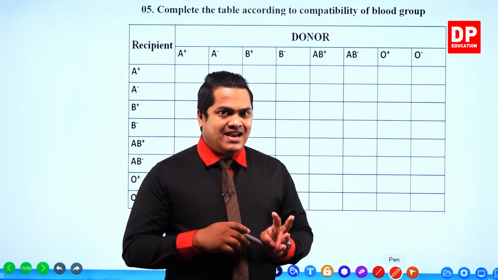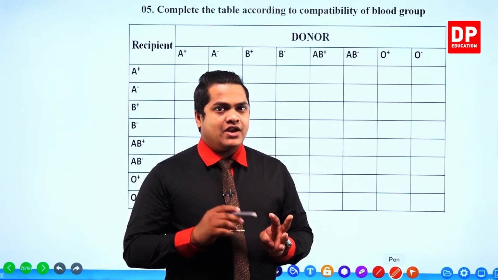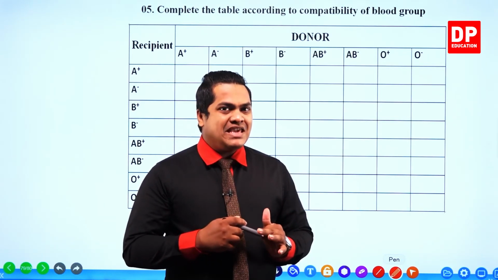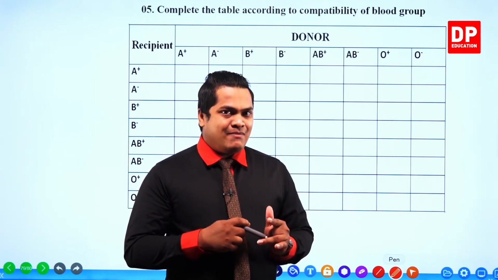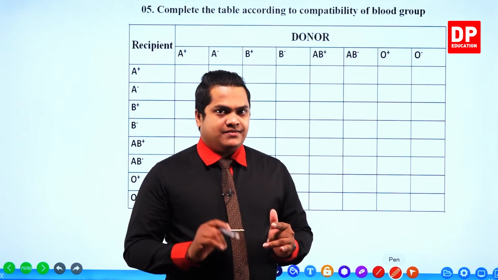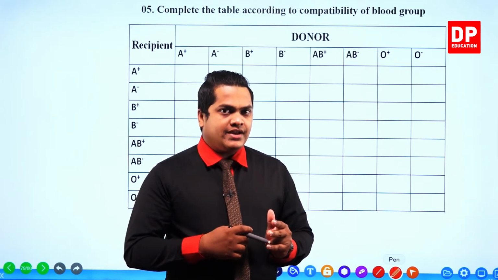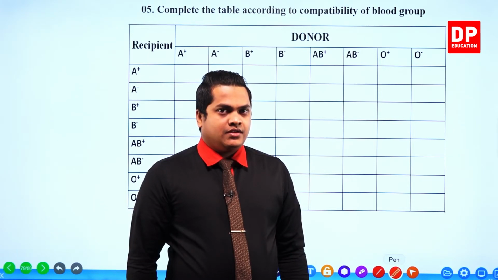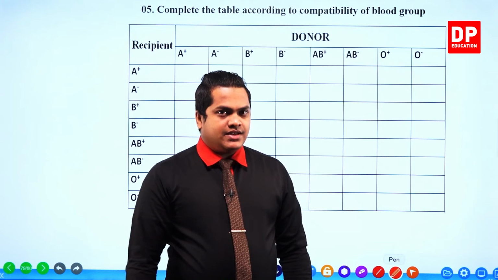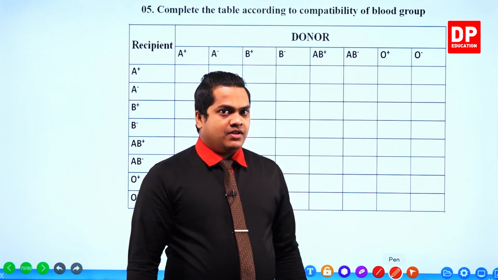Then A can get from A and O. B can get from B and O. AB can get from any. O can get from O only. By considering those things, we'll complete the table.